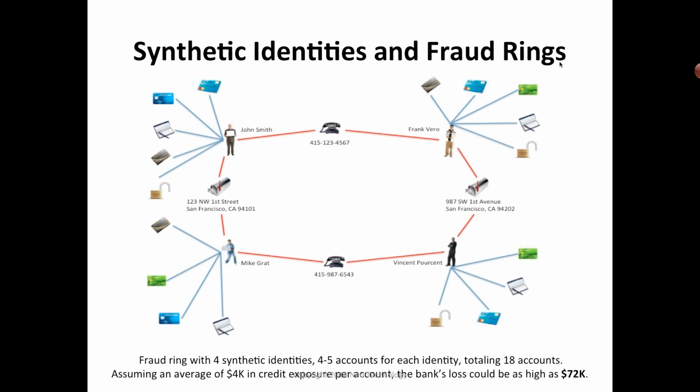So what happens is a collections process ensues, and it goes to collection, and even sometimes the feds are involved, and they go knock on the door of these addresses, which are the real addresses where the fraudsters live, and the fraudsters, whose names can be Tony and Philip, if you want, say, hey, I don't know who John Smith is. I have no idea who Frank Vero is. I have no idea who Mike Grad is. I don't know who Vincent Poussin is. And then the bank has to write off the uncollectible debt.